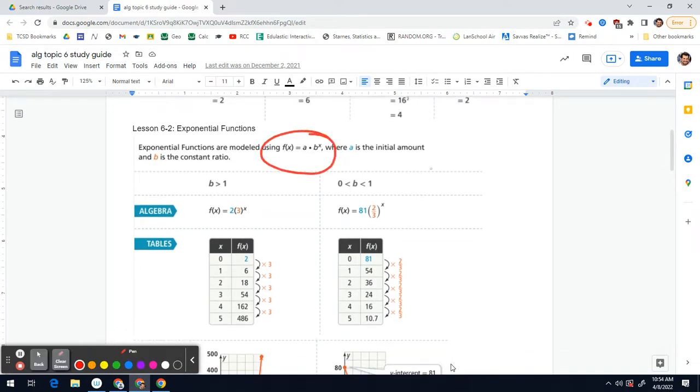Typically, I like to put that b in parentheses. So f of x equals a times b to the x. Remember, a is going to be your initial value, your y-intercept, and b is that constant ratio that you're multiplying by to change. Again, remember to get this x in the exponent, there is that A-B button in Desmos. Make sure you use that A to the B button, or you can use the caret on your keyboard.